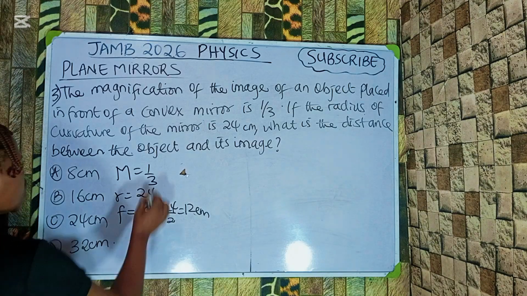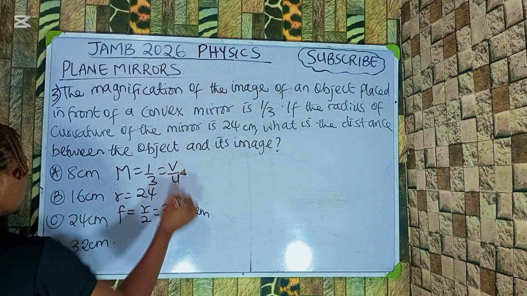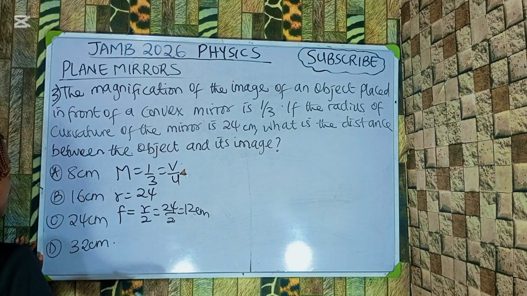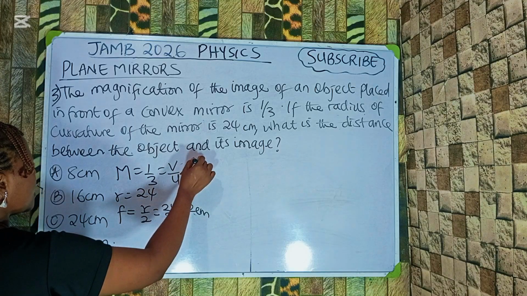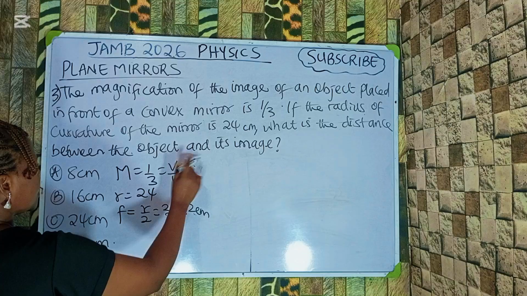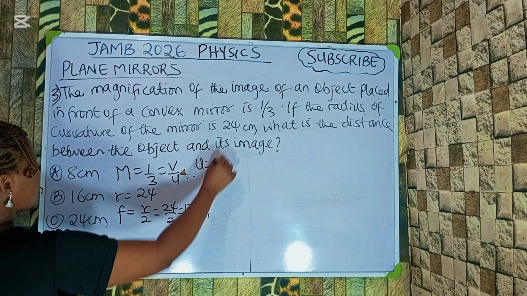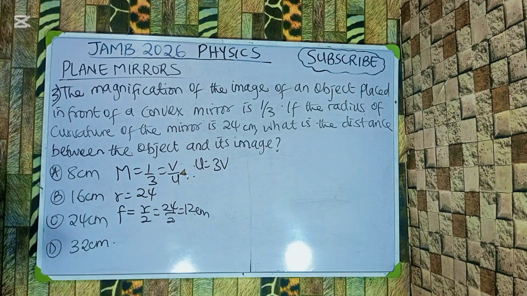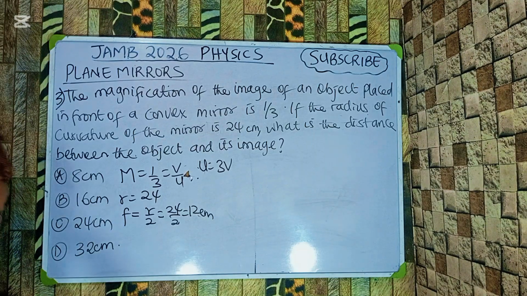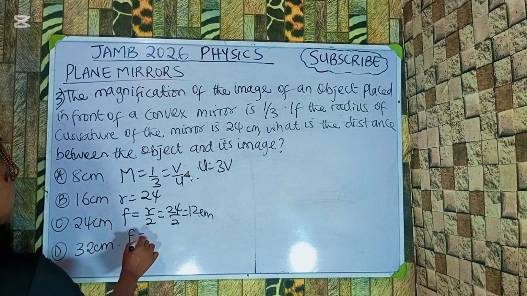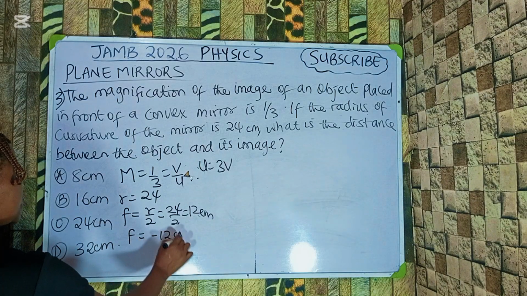Magnification is also equal to v over what? u, right? So we cross multiply. U is equal to 3v. Now I'm going to put this down so we can solve our problem. We should not forget that the focal length of a convex mirror is always negative, right? So the focal length of this convex mirror is minus 12 centimeters.